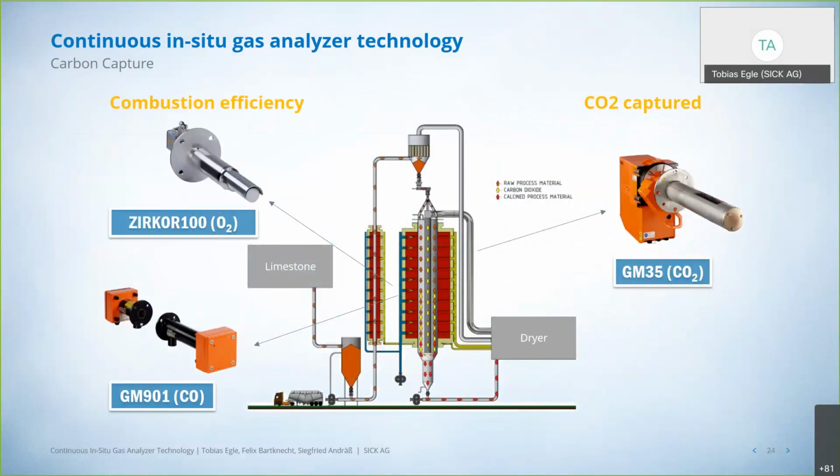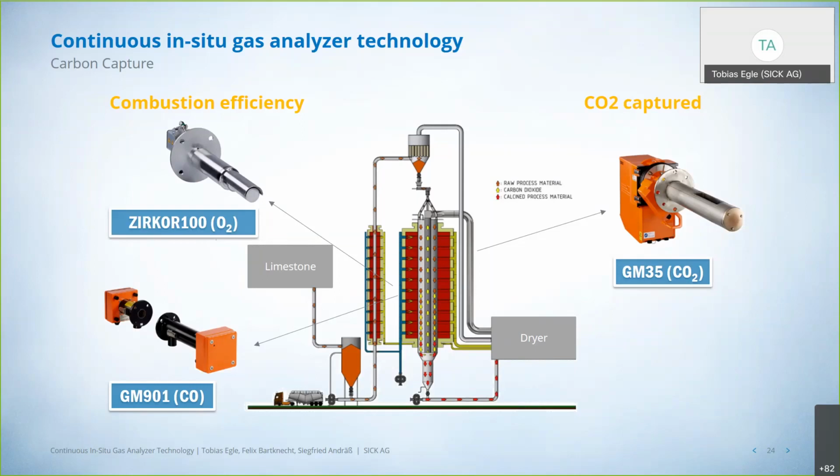You can use a GM901 and a Zircor. In this case, it was a Zircor 100 to optimize your combustion efficiency. The Zircor 100 is the standard basic unit, but you can upgrade it if you want more performance with the Zircor 200 or maybe with the Zircor 302. And the cool thing about the GM901, it's an entrance unit for CO measurement, and you measure real CO. It is not just a combustible sensor or something like that. You really measure CO, and this gives you a perfect solution for your combustion efficiency of your carbon capture unit.